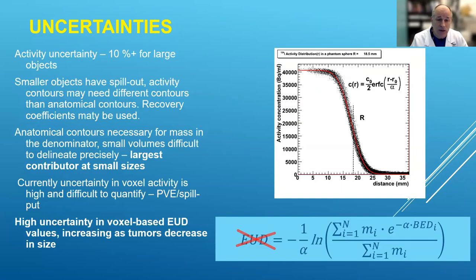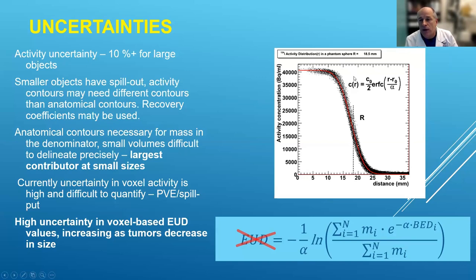So since I mentioned the subject of uncertainties, activity uncertainty in quantification is on the order of 10% or more for large objects like liver, lungs, et cetera. Small objects have spill out, okay? This is an example in this graph where you see a sphere and you see the activity per voxel as a function of radius from the center of the sphere.